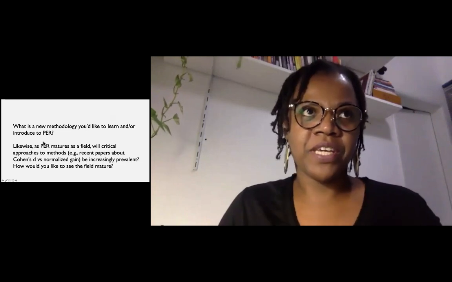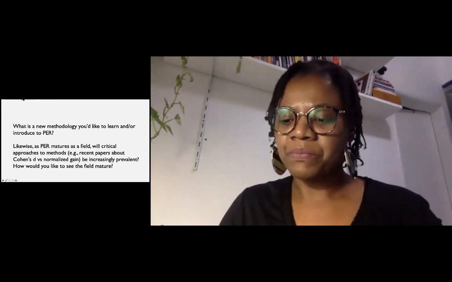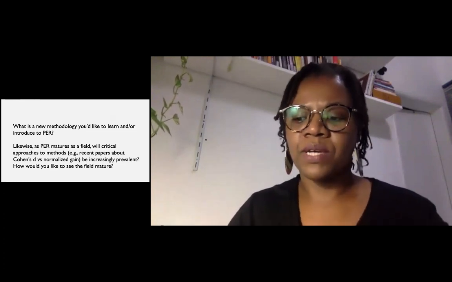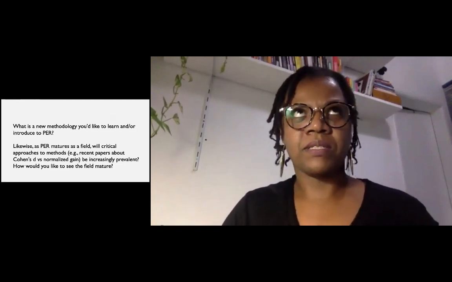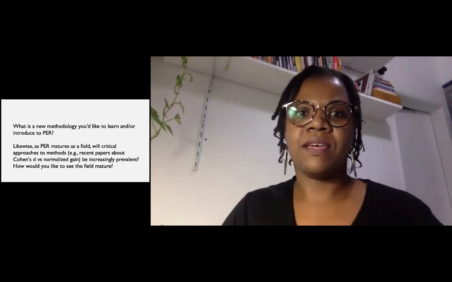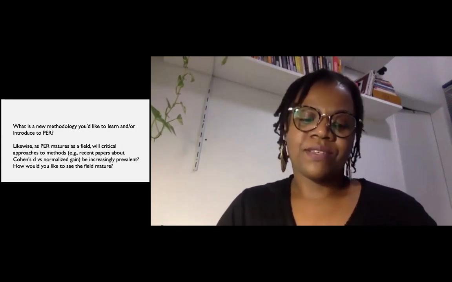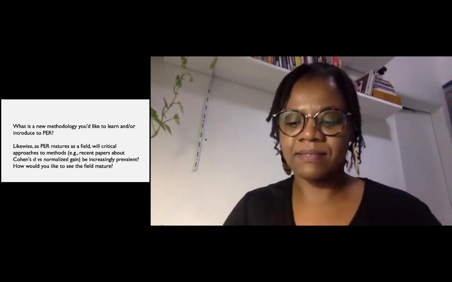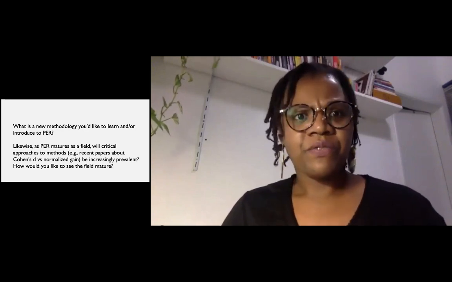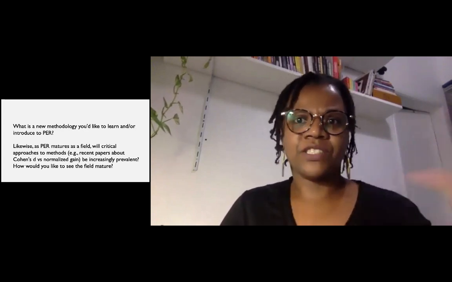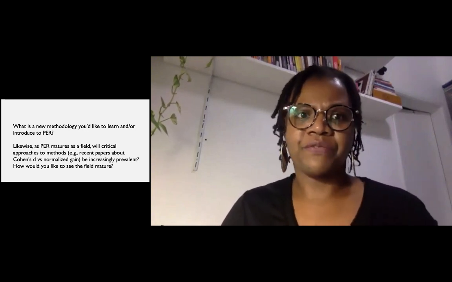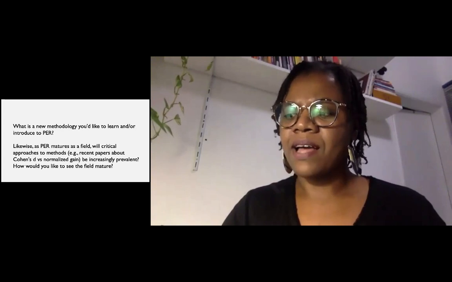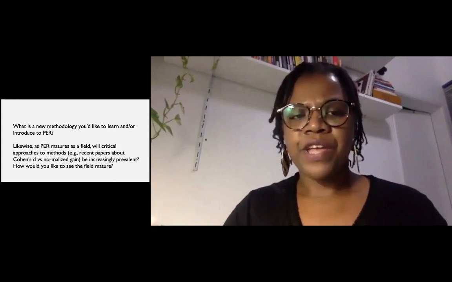I definitely have things I would like the field, not only of PER, but academia in general, to start to adopt. I would love to see PER, first, using more qualitative data in analysis and methods, because we are still very, very quantitative. Unlike general education research, we are very quantitative. But more than that, I would like to see other frameworks being used.